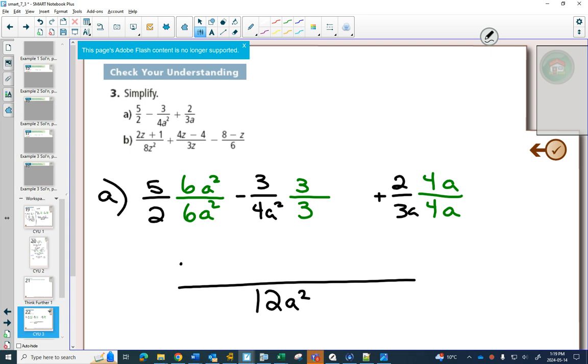Then each one individually, this will be 30a squared minus 9 plus 8a. And of course, this right now is all grouped together. Anything adding and subtracting, that groups it all together, so unless there is something identical to that, we can't simplify any more than this. And of course, your textbook also lists that the non-permissible value is that a can't equal 0.